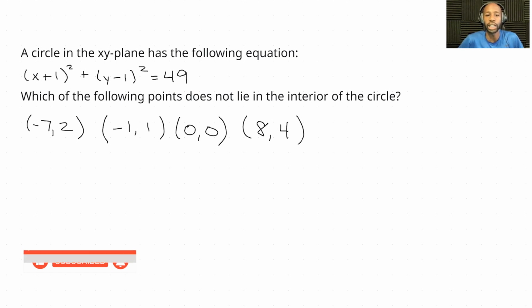Now, here is the question. A circle in the XY plane has the following equation: (x + 1)² + (y − 1)² = 49. Now, which of the following 4 points does not lie in the interior of the circle?